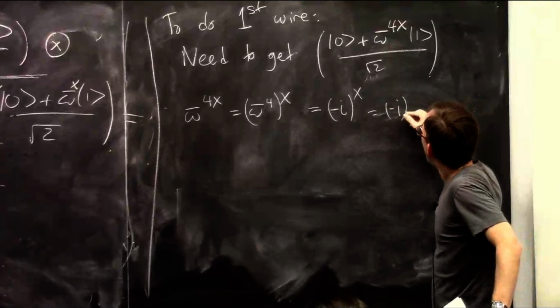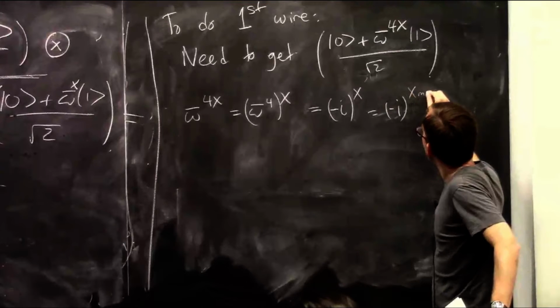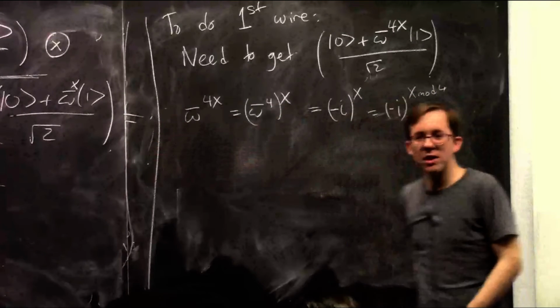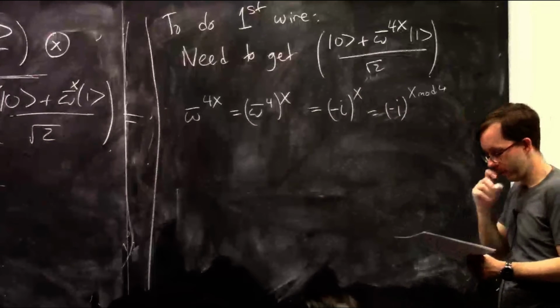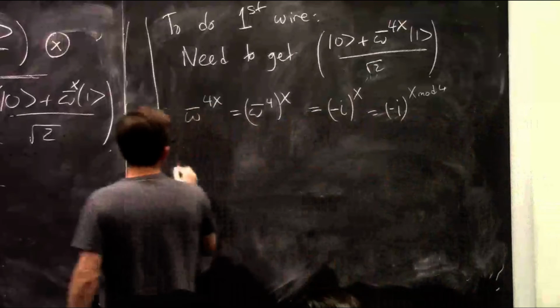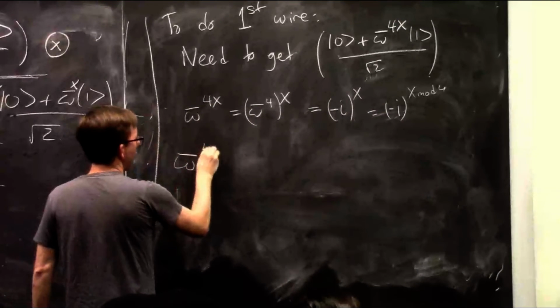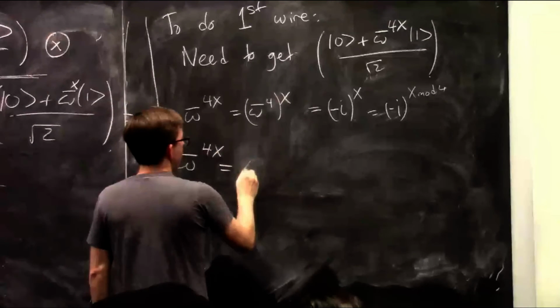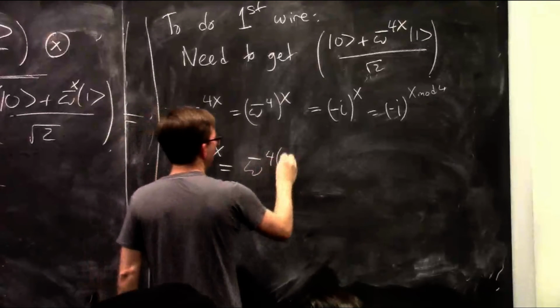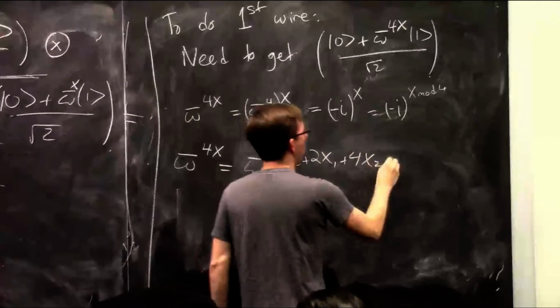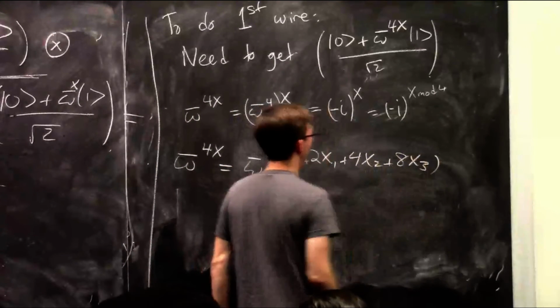So this is minus i to the x mod 4, if you will. In other words, it only depends on x0 and x1, the two least significant bits of x. And actually, another way you can write this, which will be good for our future way of doing this, so we'll just write x in terms of its bits. This is omega bar to the 4 times (x0 plus 2x1 plus 4x2 plus 8x3).